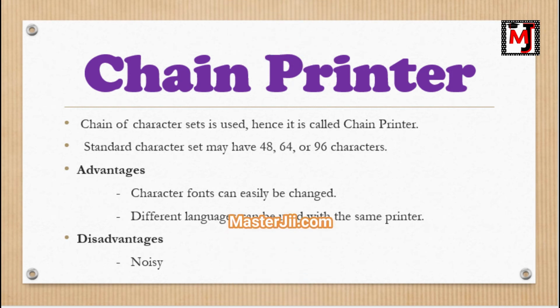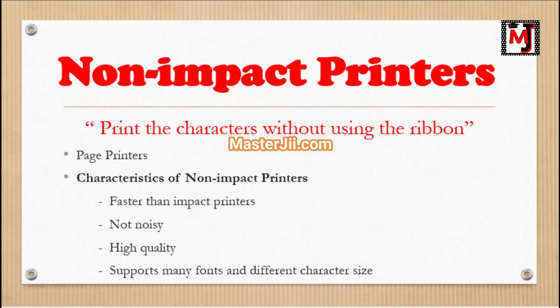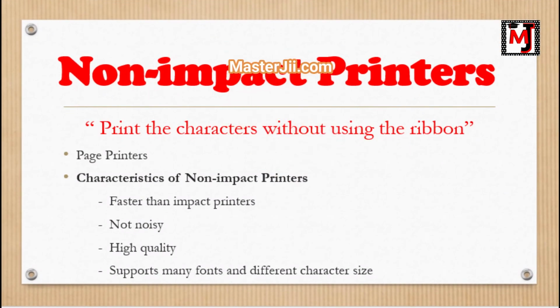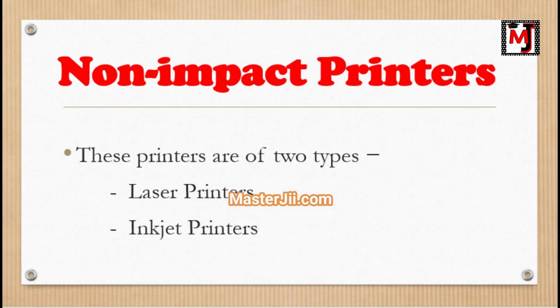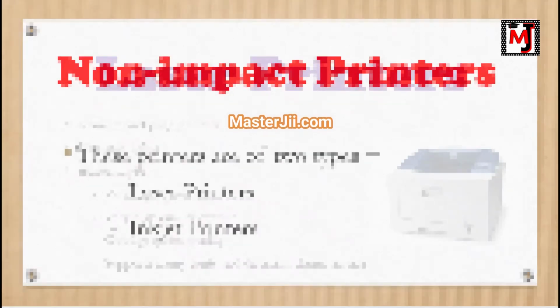And the second type of printer is non-impact printers. Non-impact printers print the characters without using the ribbon. These printers print a complete page at a time. Thus, they are also called page printers. Characteristics of non-impact printers include faster than impact printers, they are not noisy, high quality, supports many fonts and different character sizes. These printers are of two types, laser printers and inkjet printers.